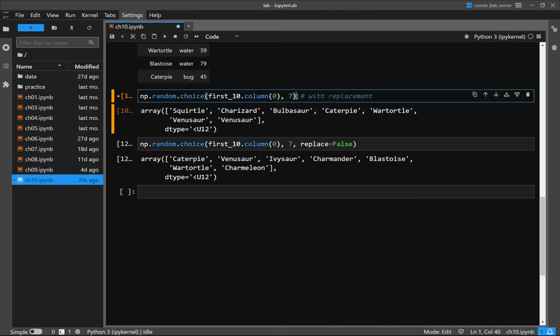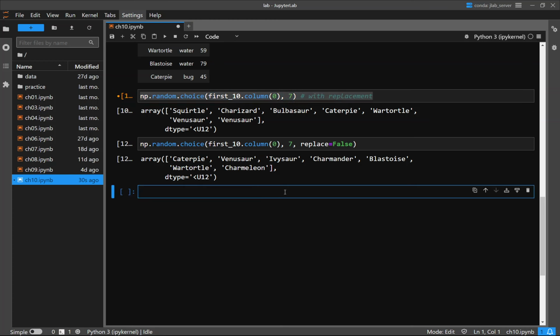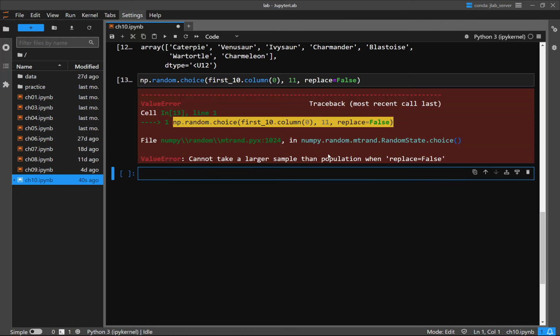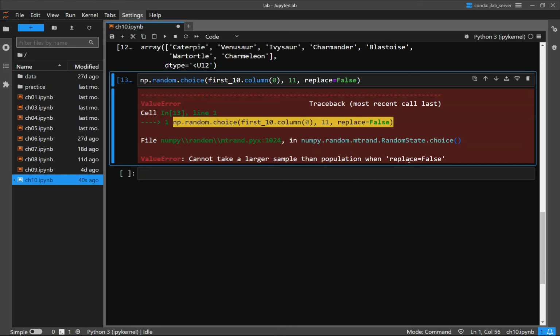I am not guaranteed to get duplicates with replacement, but it's very likely if I'm taking 7 things out of 10. So when you say I don't want to replace, you do have to be a little careful, because if you ask for more things than you have in your table, 11 things when there are only 10, you'll get an error, because it cannot take a larger sample than the population when replace is false. But you can for sure do that when replace is equal to true, because it's fine with duplicates there, right?